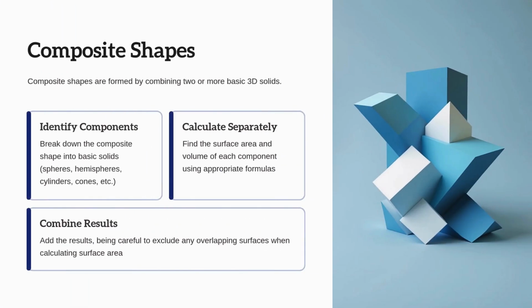Composite shapes. Composite shapes are formed by combining two or more basic 3D solids. Identify components. Break down the composite shape into basic solids: spheres, hemispheres, cylinders, cones, etc. Calculate separately. Find the surface area and volume of each component using appropriate formulas. Combine results. Add the results, being careful to exclude any overlapping surfaces when calculating surface area.